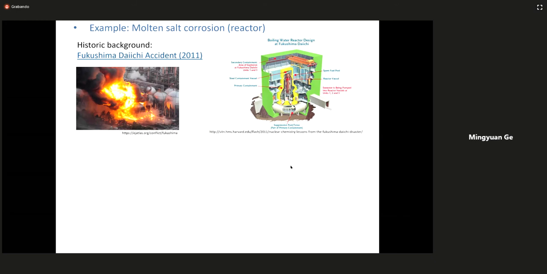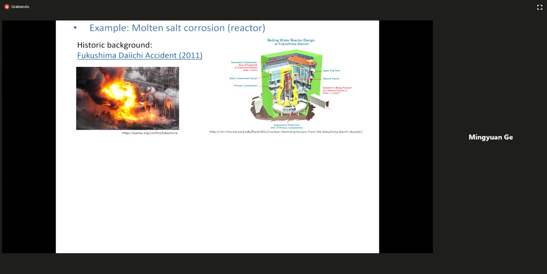Another example the beamline users use is to examine molten salt. Molten salt is currently used in nuclear reactors. Back in 2011, there was a disaster in Japan at the Fukushima reactor. The accident happened because of the earthquake. When the earthquake came and in the aftermath, the electricity stopped the circulation of the coolant.